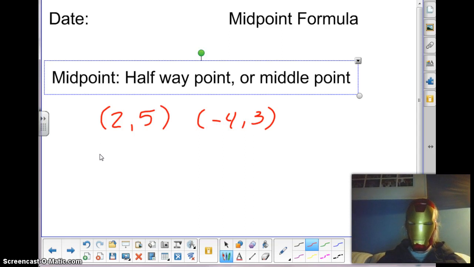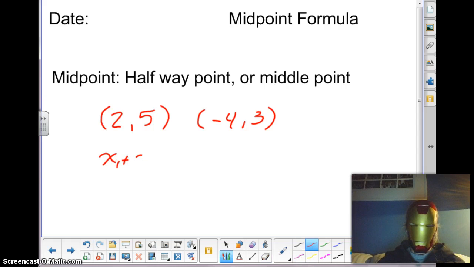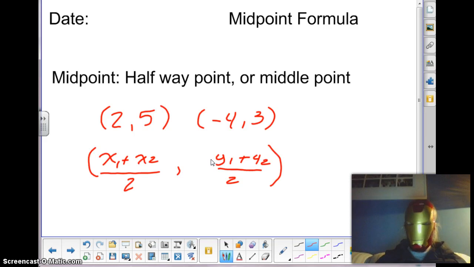I need to use the formula x1 plus x2, and then you're going to divide that by 2 because you're finding the halfway. And then you take your y1, add it to your y2, and then divide it by 2. And that will give you your center or middle coordinate. So if you think about it, when you're finding the halfway point, you're finding the average. You add them and divide by 2, add them, divide by 2.